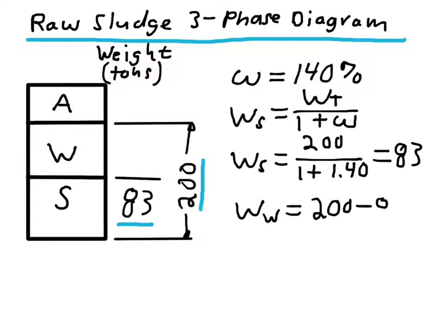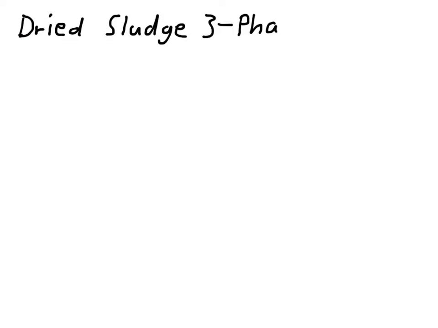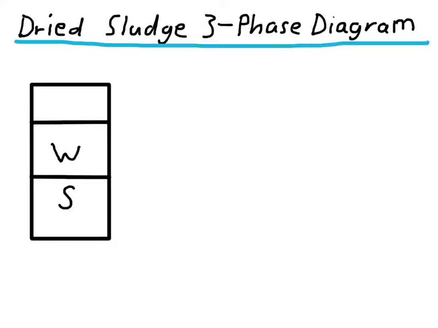Now it's pretty simple to calculate the weight of the water. That's just the difference between the total weight and the weight of the solids, and that's 117 tons. I don't actually need that number, but at this stage you might not have remembered that you didn't need it in the problem and calculated it anyway. So now let's look at the dried sludge three-phase diagram.